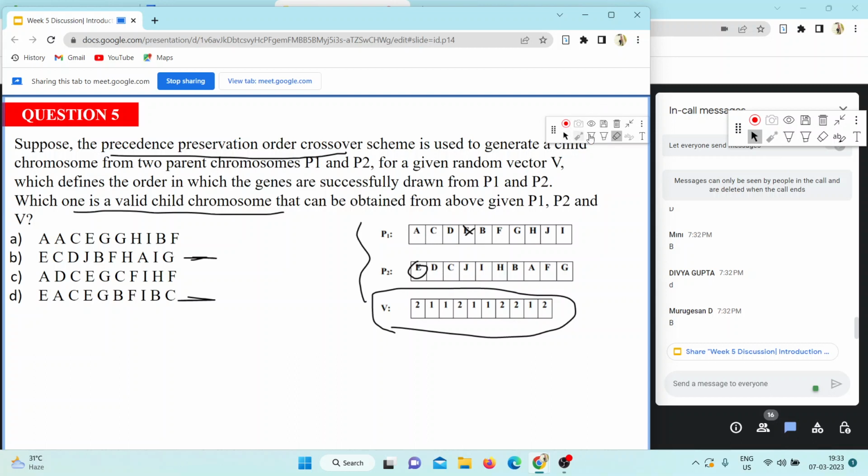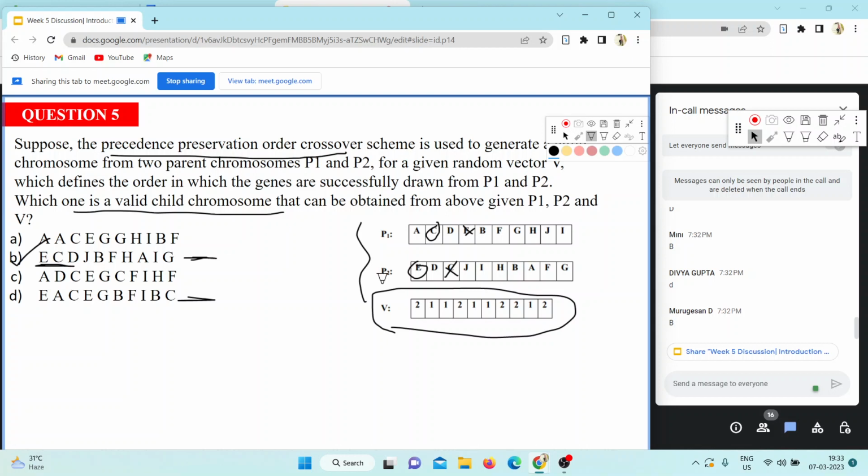Okay, 1 means the parent one, right? So C we will select, and the other C we will cut. So we are cutting this C and the other C. Any other C over here? No. So E, then C. So E and C, I think, is your correct answer. So B is your correct answer.